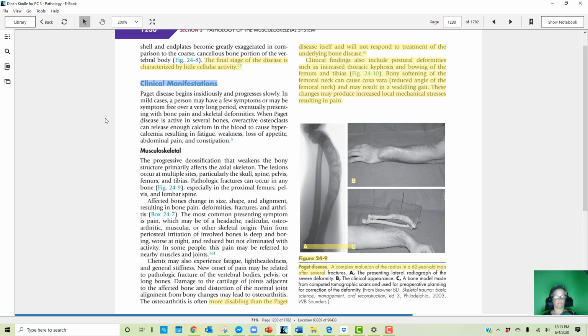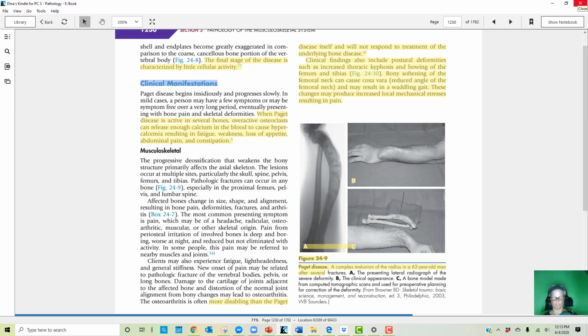In mild cases, a person may have a few symptoms or may be symptom-free over a very long period, eventually presenting with bone pain and skeletal deformities. When Paget's disease is active in several bones, overactive osteoclasts can release enough calcium into the blood to cause hypercalcemia, resulting in fatigue, weakness, loss of appetite, abdominal pain, and constipation.